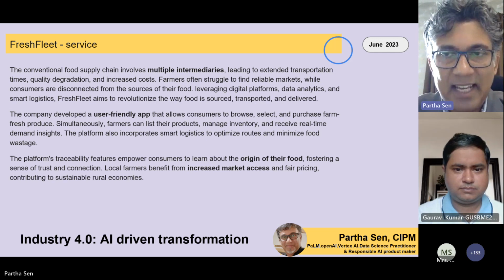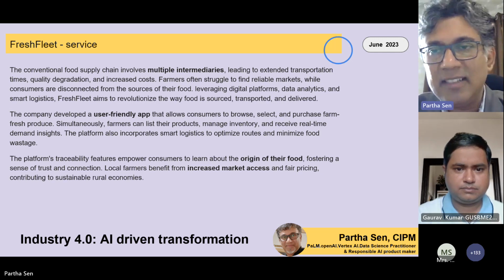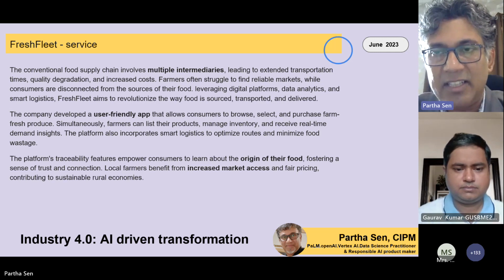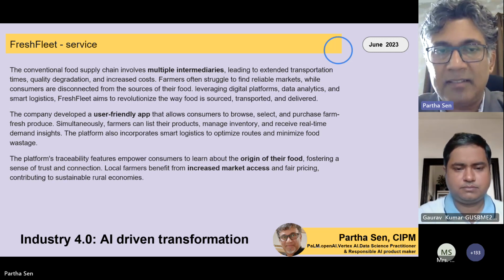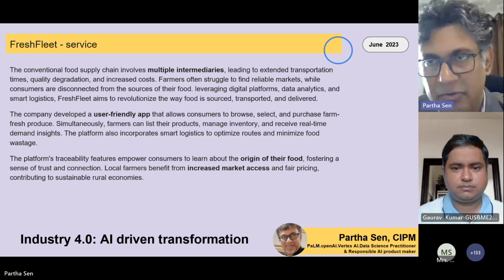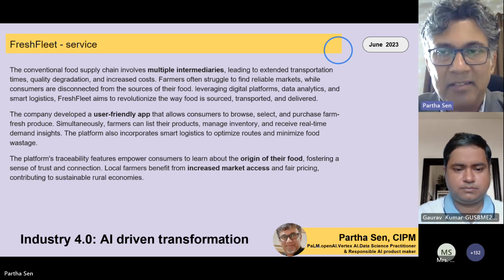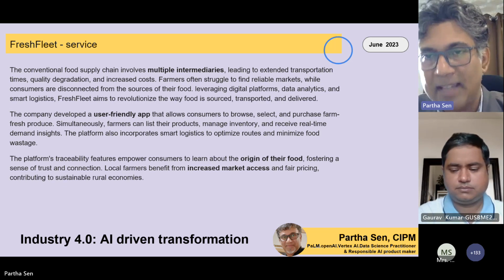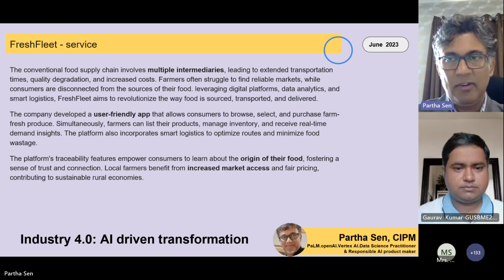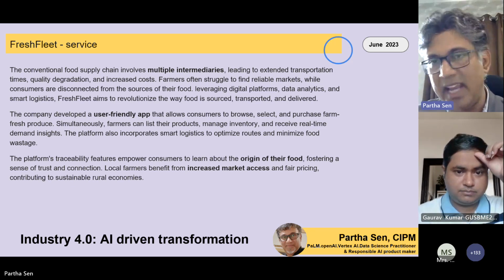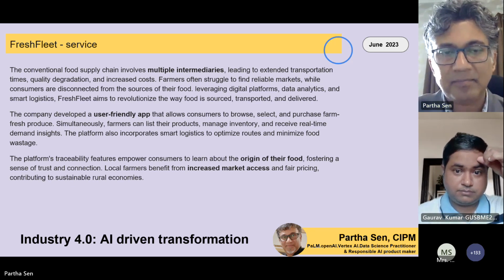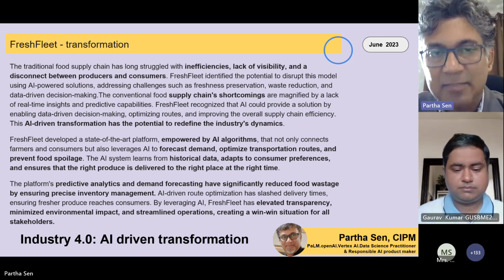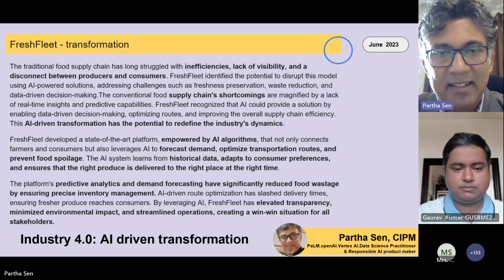Now, today's discussion, again I am repeating it, is how AI technology will transform what is already there. So what we have discussed at this moment is all about what this startup already has. Now I'm trying to bring in how AI can transform it. So my next slide will go into that, how that transformation is coming through AI.